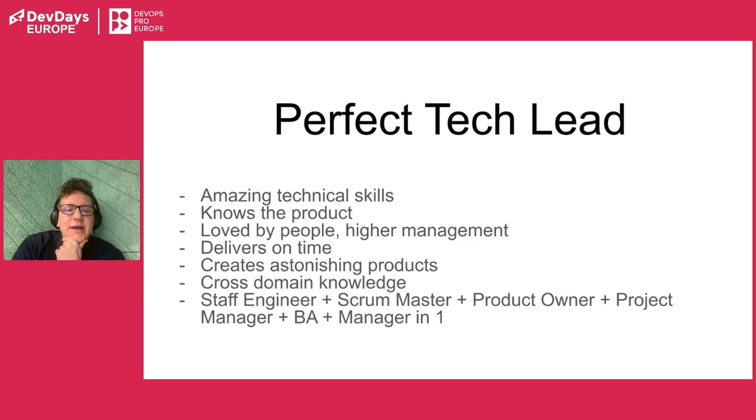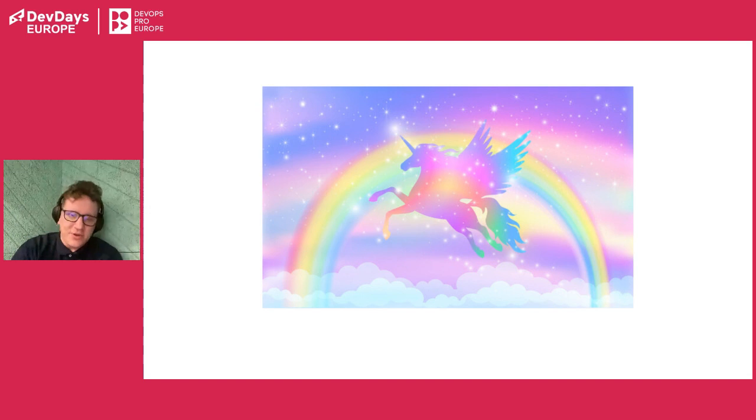And has cross-domain knowledge. So they are not only focused on backend development or frontend development, they know everything about architecture, about DevOps, all things that are at the crossings of the domains that they operate with. So all of a sudden, we created a person who has the skills of a staff engineer, Scrum Master, Product Owner, Project Manager, Business Analyst, and Manager, all in one person. And that's how we created a unicorn.